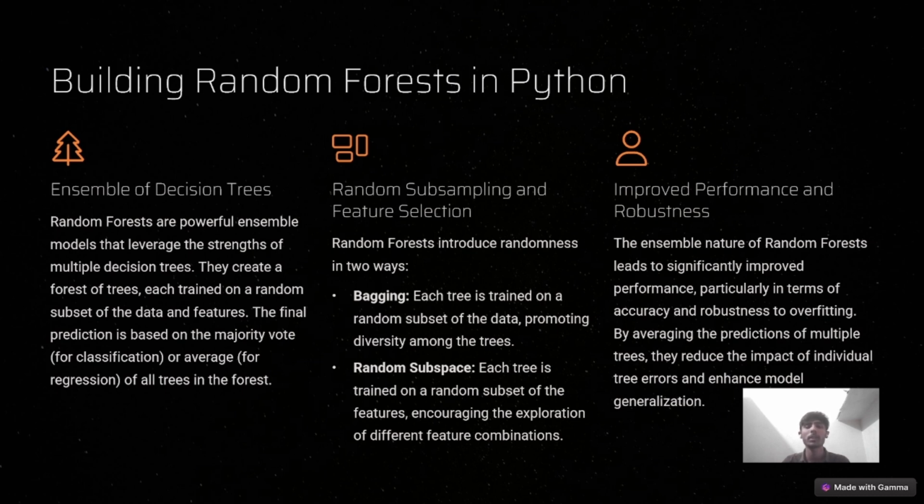Improved performance and robustness. This ensemble nature of random forest leads to significantly improved performance, particularly in terms of accuracy and robustness to overfitting. By averaging the predictions of multiple trees, they reduce the impact of individual tree errors and enhance model generalization.